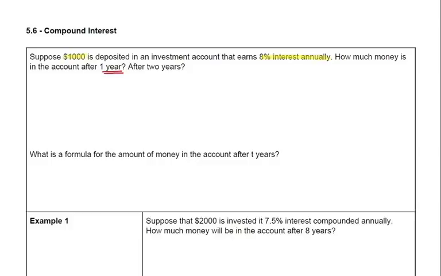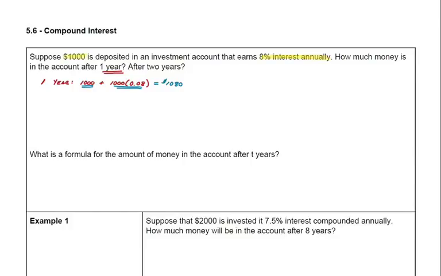So what that means is interest would be calculated once a year, and then at the end of the year, you will have your original investment plus the interest that is earned. So in this case, looking at 1 year, you would take $1,000, which is the original investment, and you would add to that 1,000 times 0.08. That 1,000 times 0.08 is what your interest will be. So you earn 8% on your investment, and that gets added to your original investment. So after 1 year, we'll have $1,080.